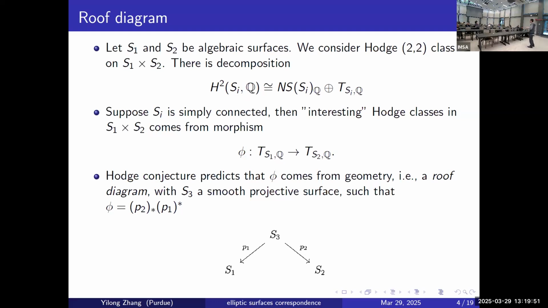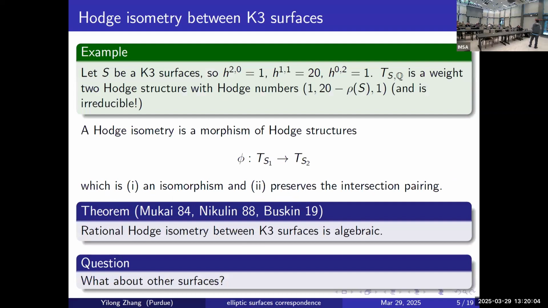And so in other words, for the Hodge conjecture for this particular process on the product surface, we should find some such object. Yeah, question.